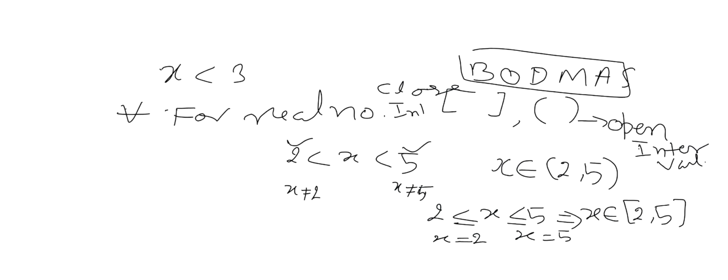So closed interval means square bracket and open interval means parenthesis. And what is the meaning of these brackets? Closed bracket means boundary points are involved. And open bracket means boundary points are not involved. So there are four kinds of bracket.